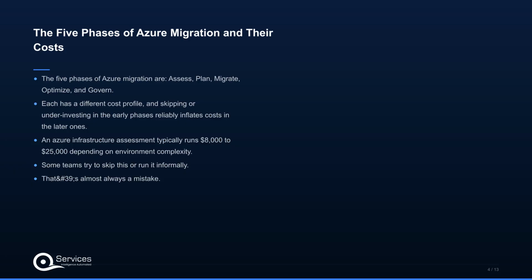This phase uses Azure Migrate to discover workloads, maps application dependencies, identifies compliance gaps, and produces a migration roadmap with recommended wave sequencing. Some teams try to skip this or run it informally. That's almost always a mistake. The dependency mapping alone prevents the most expensive kind of migration failure, taking a server offline mid-migration and discovering that 3 other applications relied on it.